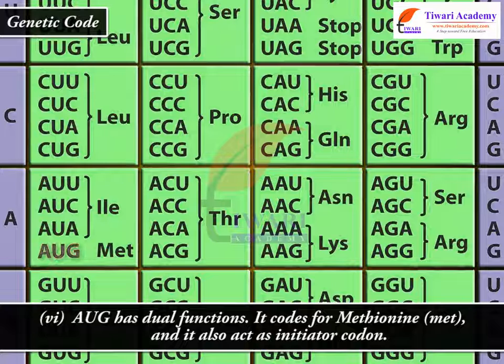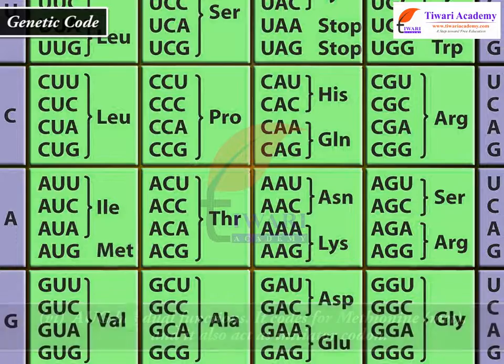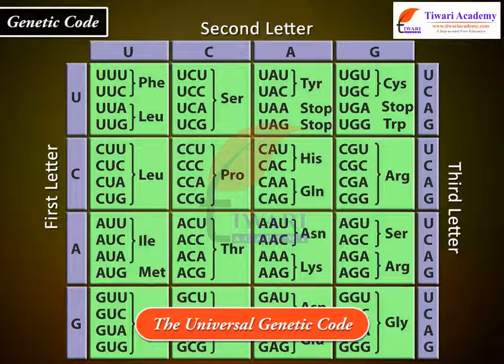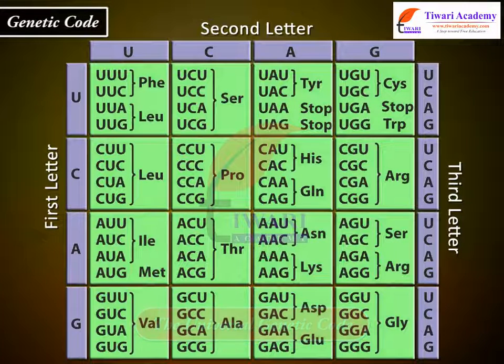6. AUG has dual functions. It codes for methionine, Met, and it also acts as initiator codon. Lastly, the genetic code in the table has also been called the universal genetic code.